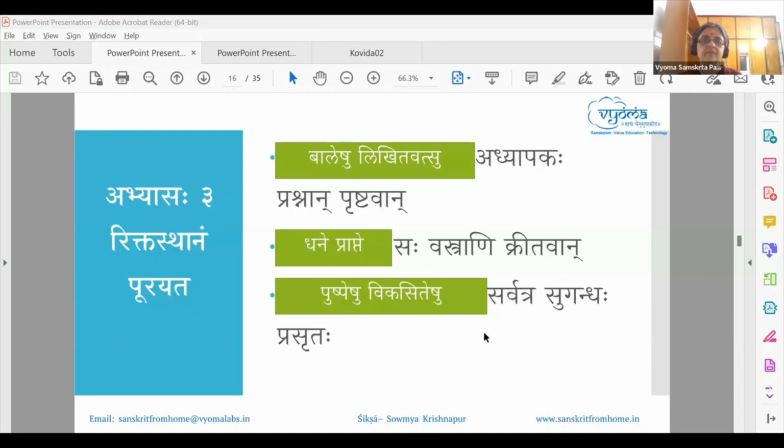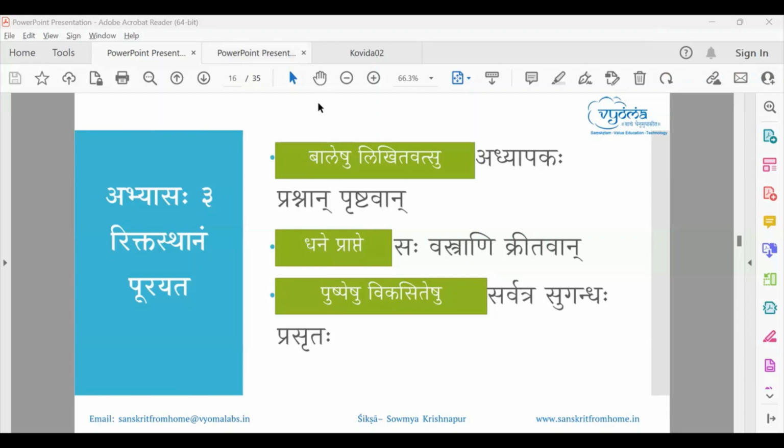Dhane prapte sa vastrani kritvan. When the money was received, he bought the clothes. Pushpeshu vikasiteshu sarvatra sugandha prasritah. When the flowers bloomed, there was fragrance everywhere. Yes. Samyak. Dhanyavad Bhagini.